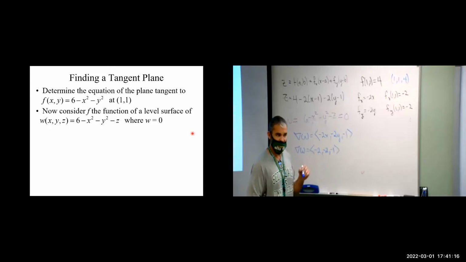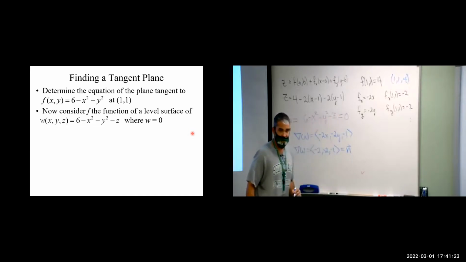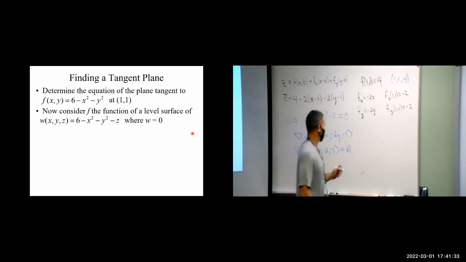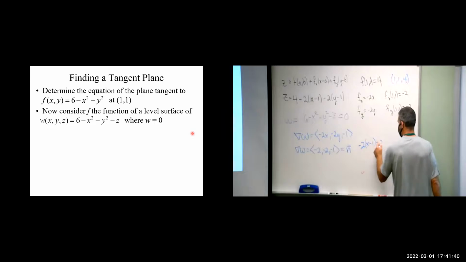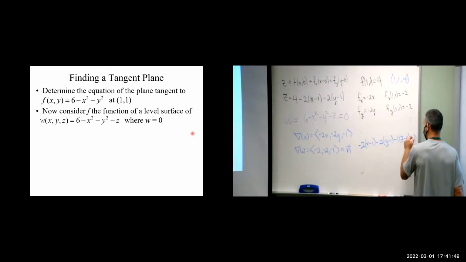That means what we have is a normal vector. We have a point, then we can find the plane in point normal form. Does that sound familiar? Yeah. And so that's going to be minus 2 times x minus 1, minus 2 times y minus 1, minus 1 times z minus 4 equals 0.